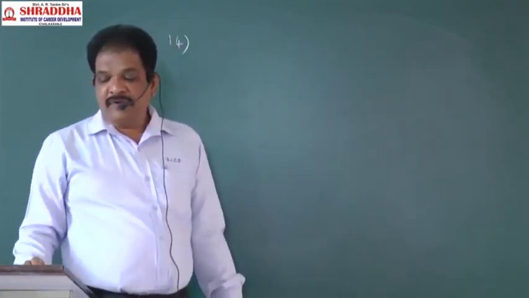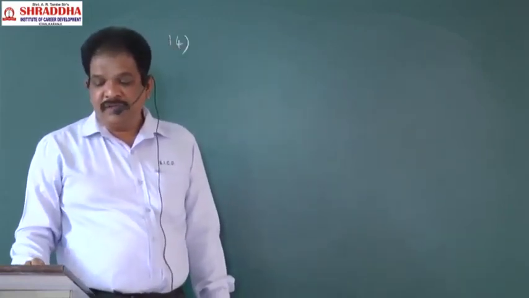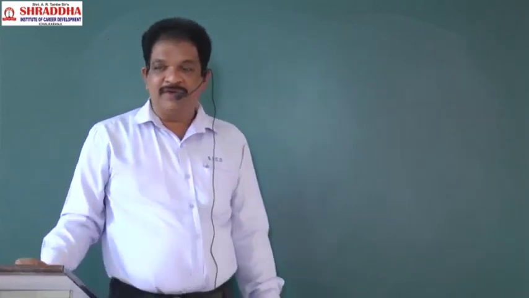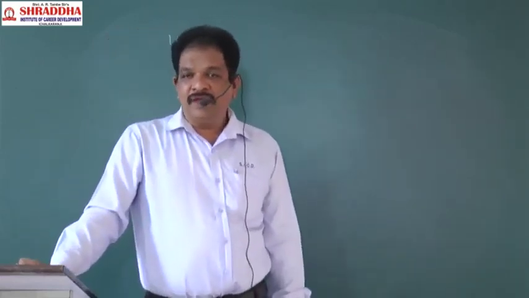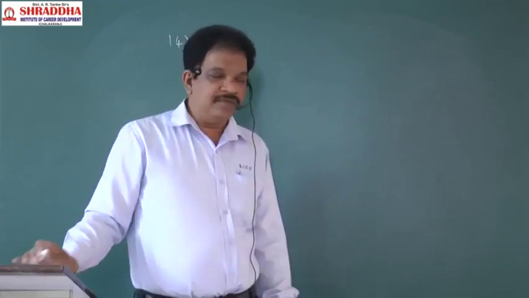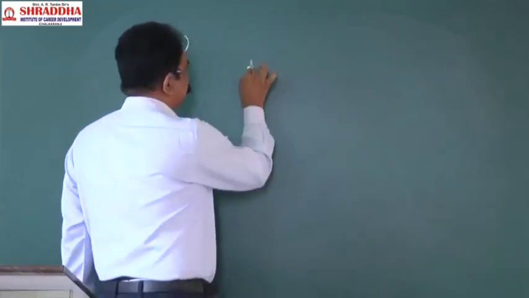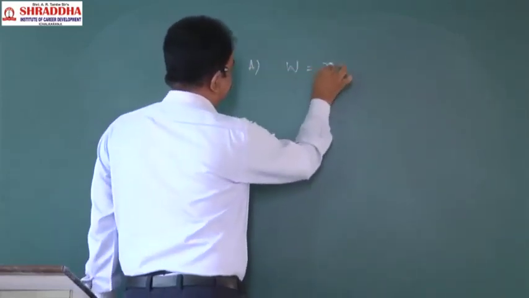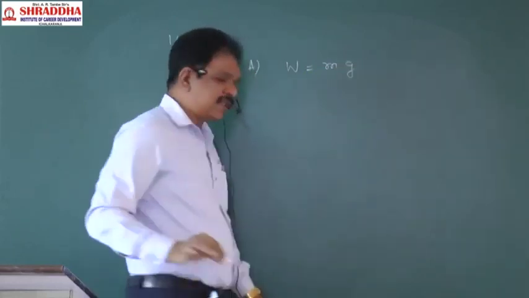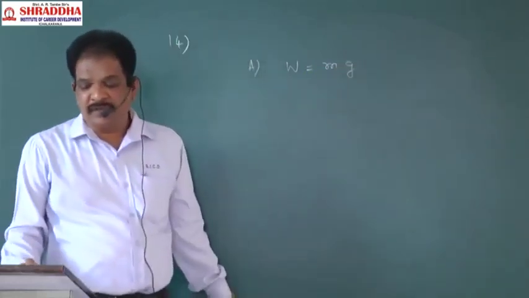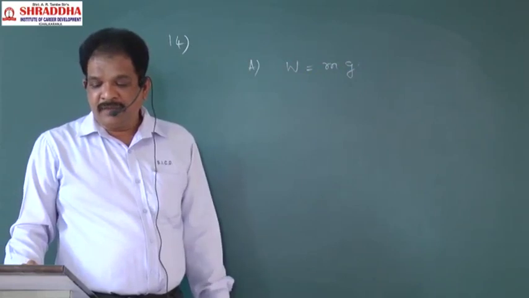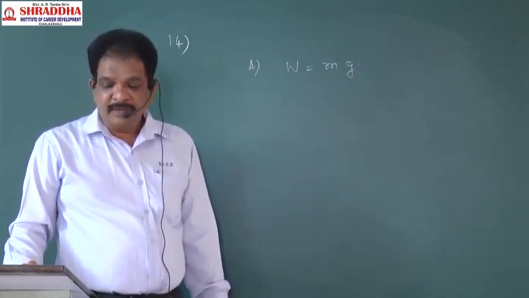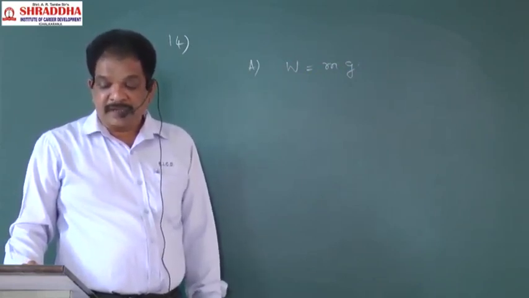The scalar quantity among the following is, you don't know all of these quantities also. Weight will be a vector quantity. Weight formula will be mg, mass into acceleration due to gravity, that will be weight. That will be a vector quantity.